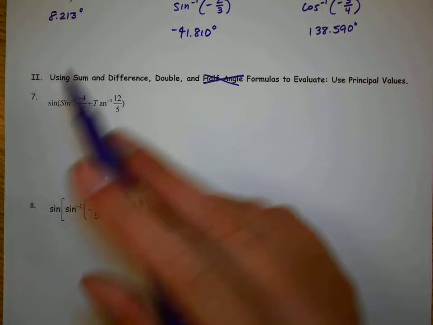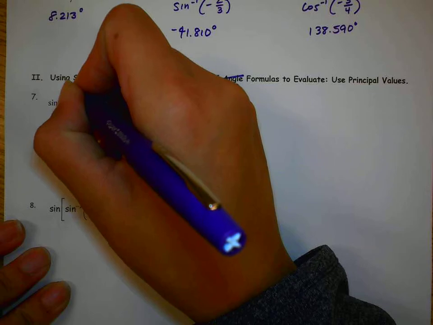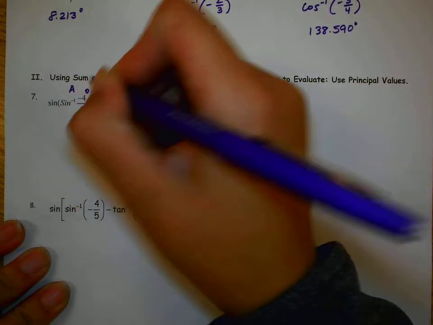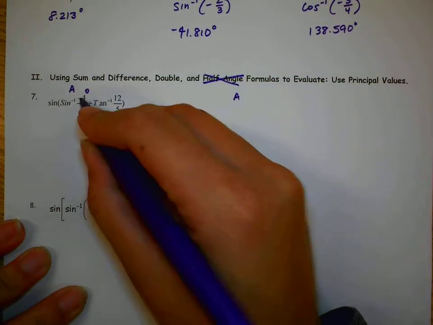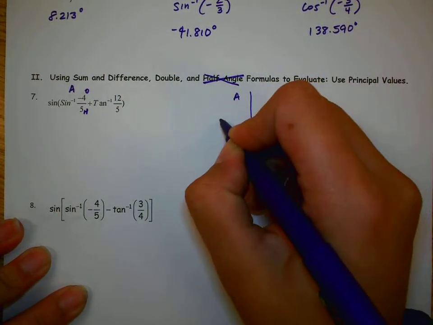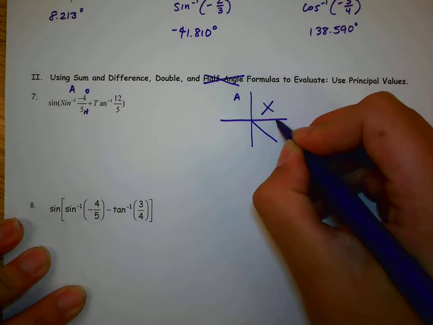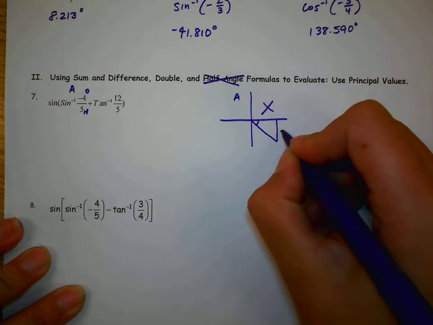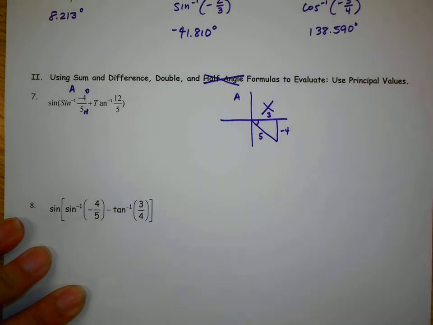I'm going to label this inverse sine of -4/5 as angle A. Remember, sine would be opposite over hypotenuse. Since it's a negative sine value, it's going to be in quadrant 4. So opposite would be -4, your hypotenuse would be 5. This is a 3, 4, 5 triangle, so I'm going to label the adjacent side 3.